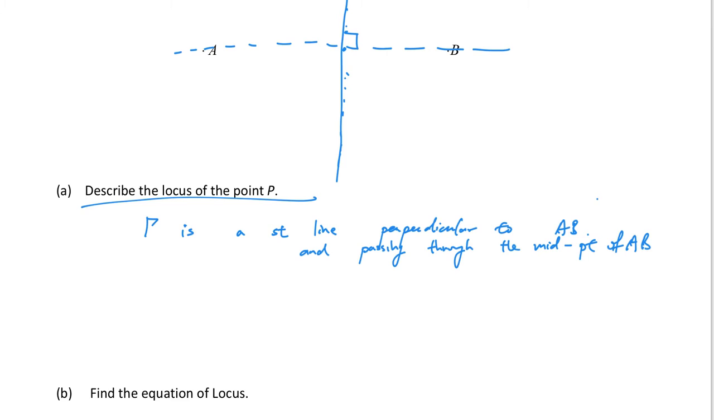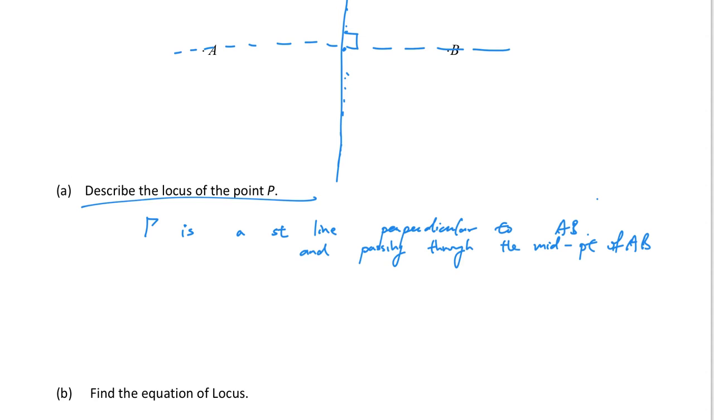How do you find the equation of locus? There are two methods. The first method is that I can find the midpoint of AB by adding their x coordinates and y coordinates together and dividing by 2. You can find the slope of AB, and you can also find the slope of gamma.